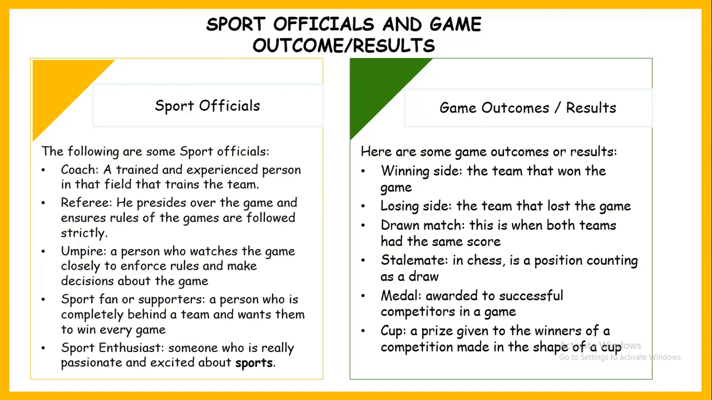We have the following game outcomes, which is the winning side is the team that won the game. The losing side, that is the team that lost the game. Drawn match, this is when both teams had the same score. Stalemate, this is in chess and it is a position counting as a draw. Medal, this is awarded to a successful competitor in a game, and a cup is a prize given to the winners of a competition and it is made in the shape of a cup.